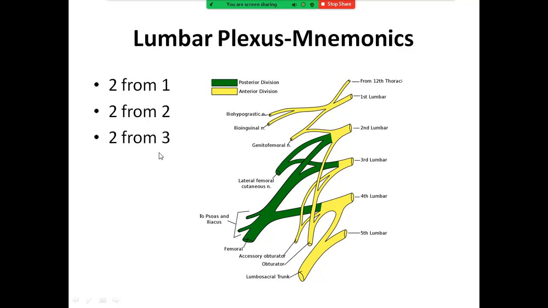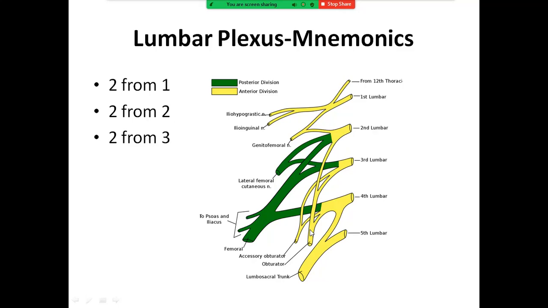So 2 from 3: one nerve is the obturator nerve arising from three branches. Similarly, the other nerve, femoral nerve, also arises from three branches. So this is the mnemonic: 2 from 1, two nerves iliohypogastric and ilioinguinal arising from first lumbar; 2 from 2, that is genitofemoral nerve and lateral femoral cutaneous nerve of thigh, both arising from two branches, L1, L2 and L2, L3. The third is the 2 from 3, that is the obturator nerve and femoral nerve arising from three branches, L2, L3 and L4.